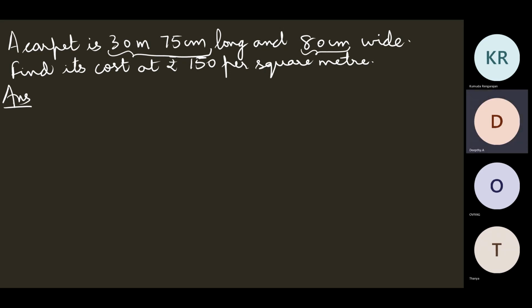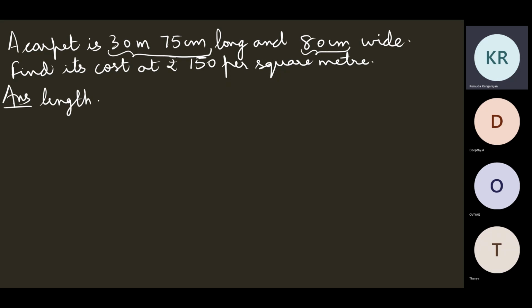Excuse me, ma'am. I have converted 30 meters 75 centimeters into centimeters. And I got the answer 30.75 centimeters. Very good. Read out your steps. Ma'am, I did it in one step.